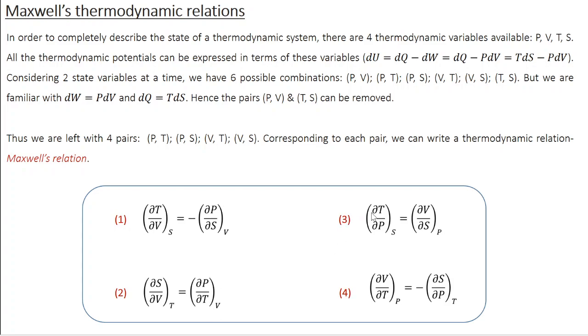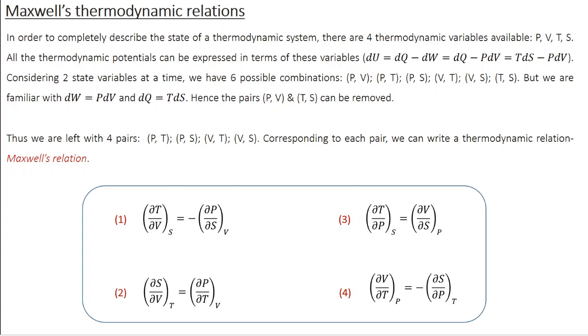The third relation: dou T by dou P at constant entropy equal to dou V by dou S at constant pressure. And finally, dou V by dou T at constant pressure equal to minus dou S by dou P at constant temperature. So you don't have to learn by heart any of these relations.